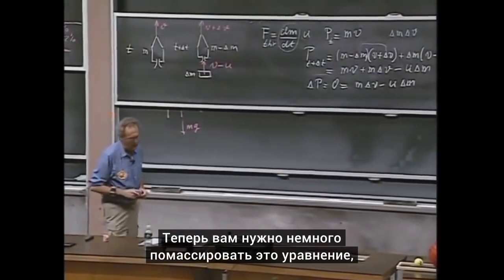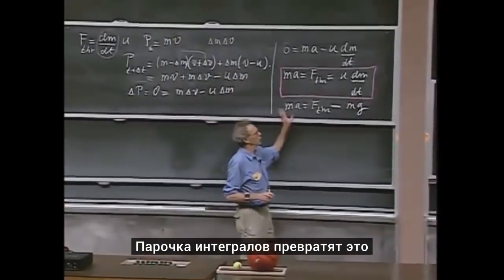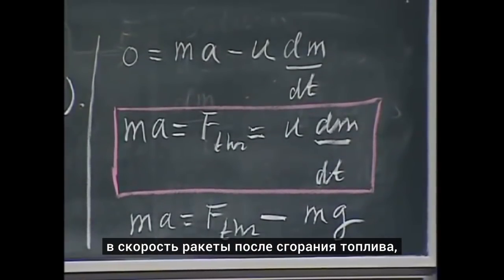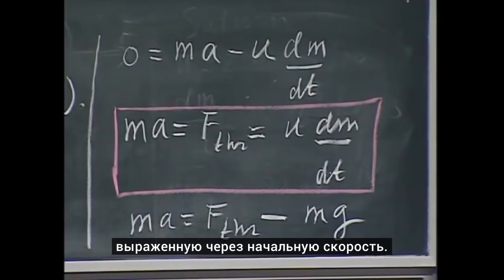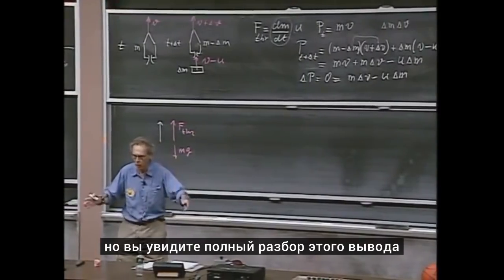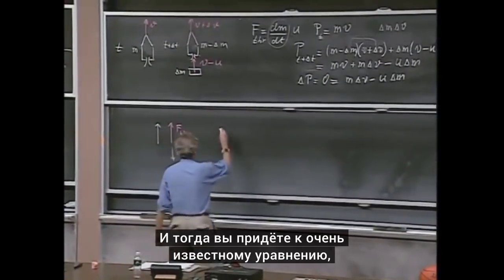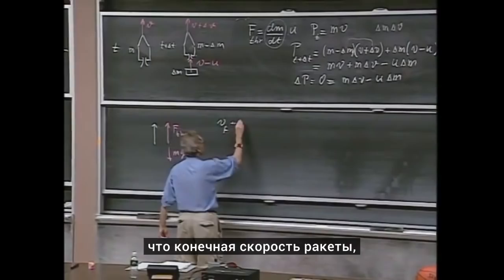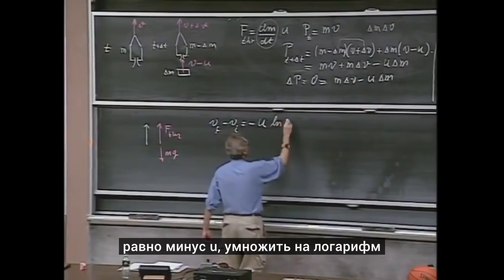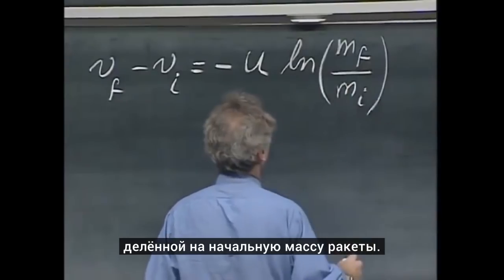Now you have to do a little bit of massaging, and I will leave you with that massaging. A couple of integrals are necessary to convert this into the final velocity of the rocket after the burn compared to the initial velocity. And that part I will leave you with, but you will see that worked out in all detail in the notes that I left on the web. And then you come up with a very famous equation: the final velocity of the rocket minus the initial velocity of the rocket equals minus u times the logarithm of the final mass of the rocket divided by the initial mass of the rocket.